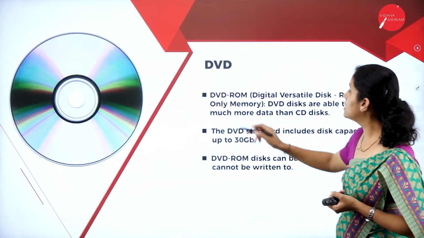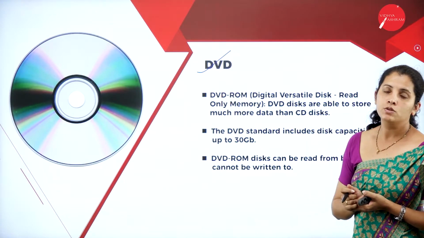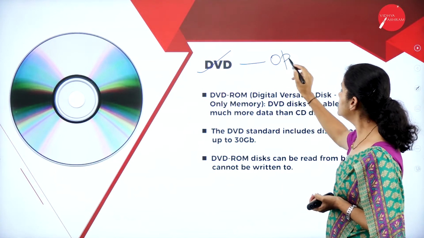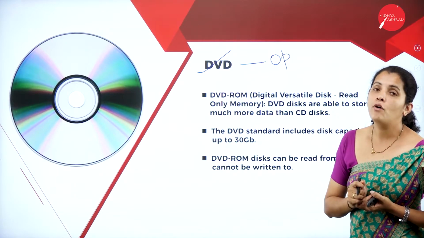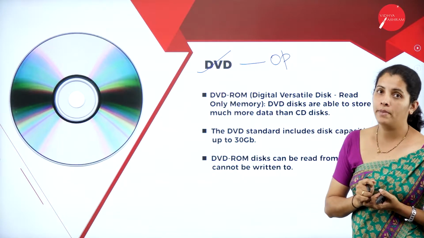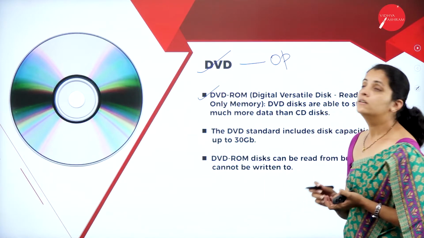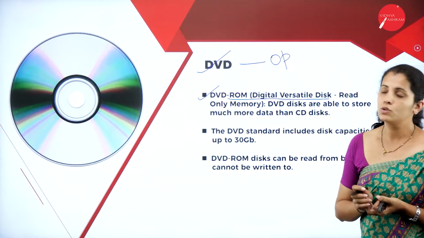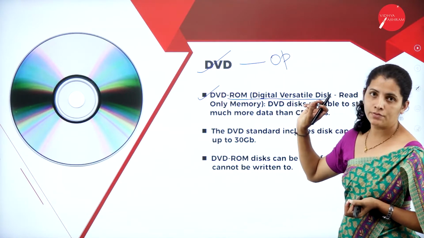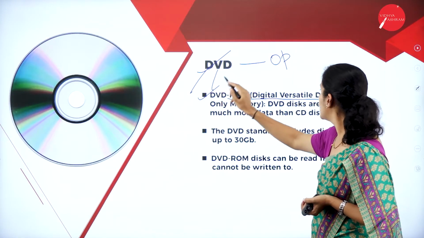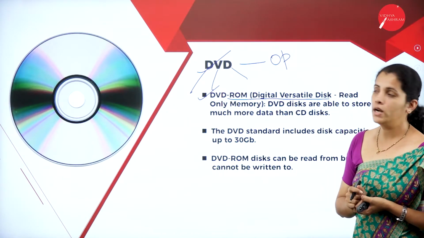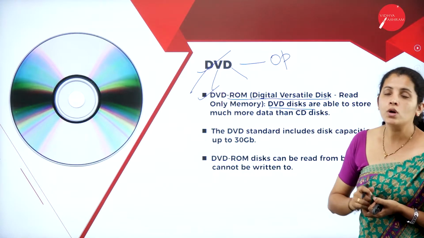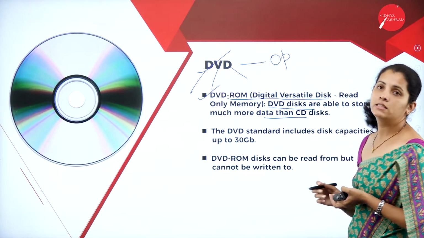Moving further, I'm going to have DVD. So this is also another type of compact disc. This is the example for random access memory. So here DVD-ROM, that is digital versatile disc. The DVD stands for digital versatile disc read only memory. DVD discs are able to store much more data than CD disc.